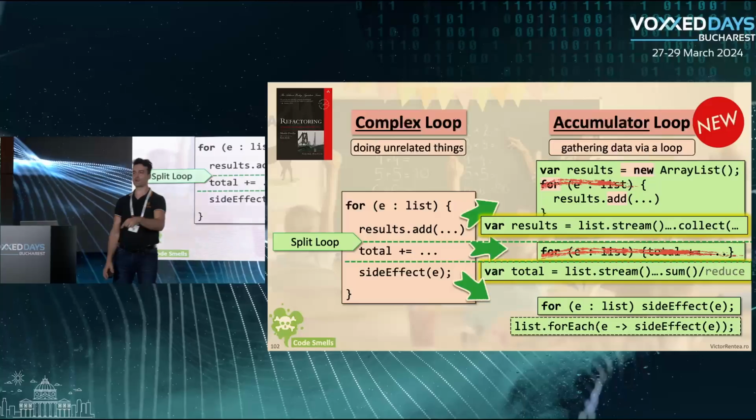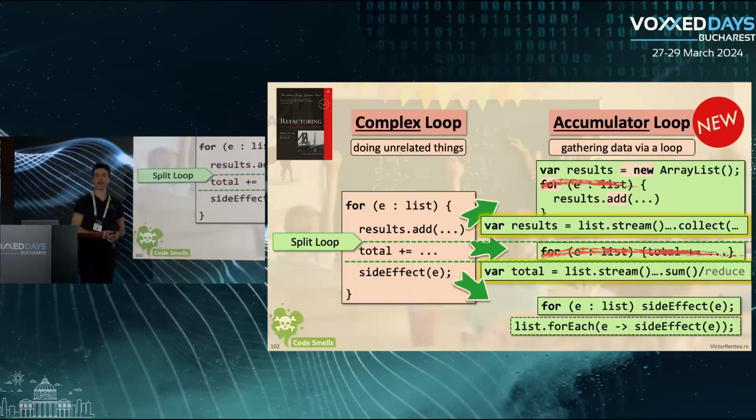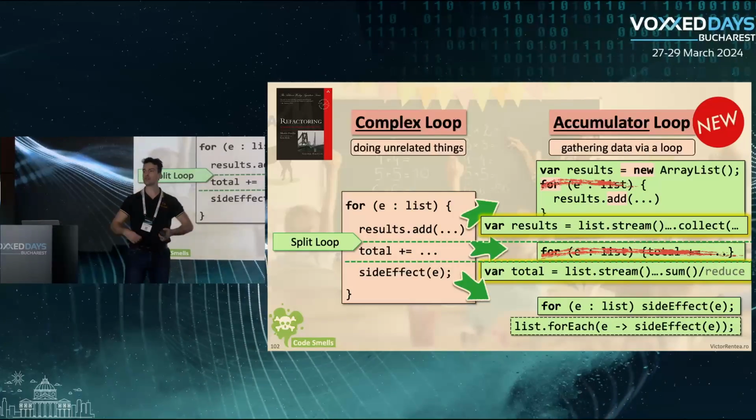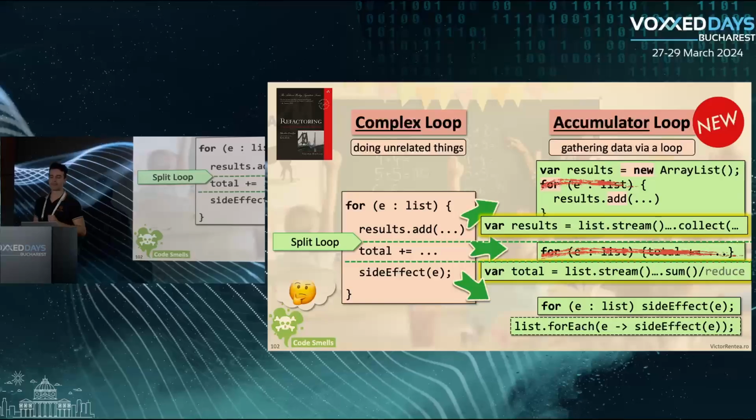So from one code smell to another. Accumulator loop is a new code smell on the market. If you start with a collection or with a number and then you jump in and you do some add or some sum, that's a mistake. You should reject the pull request. Okay.